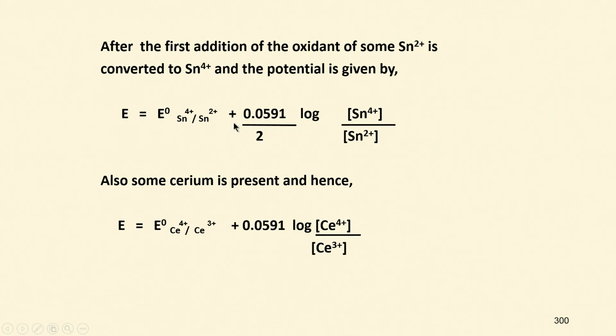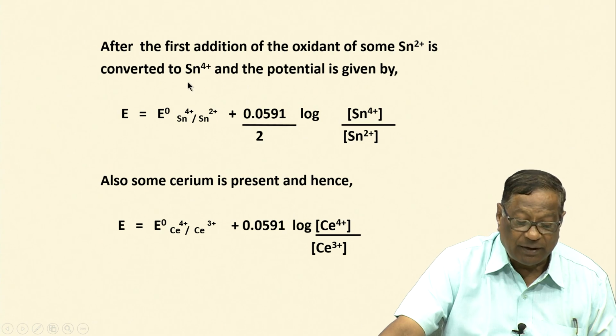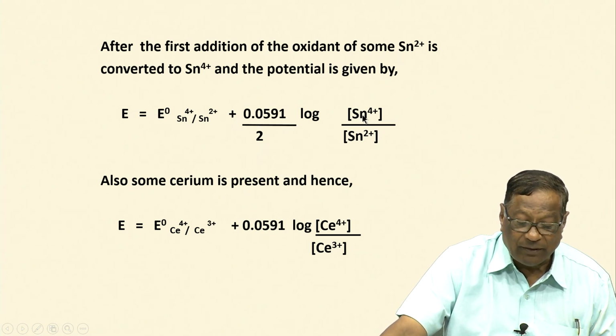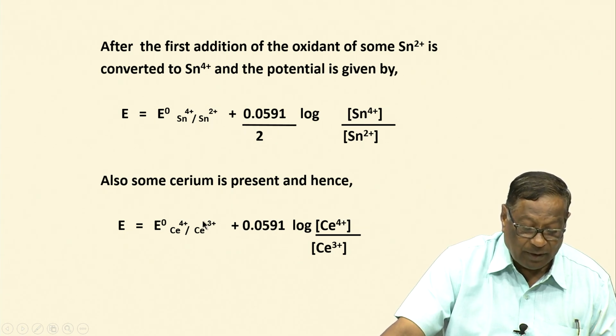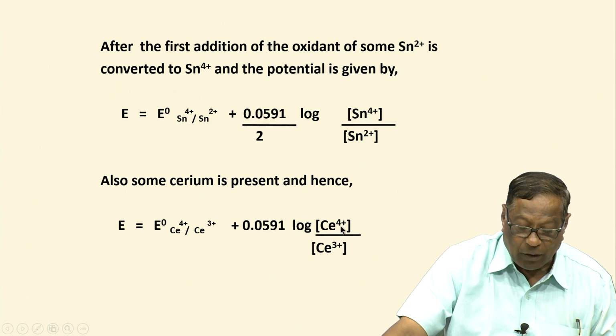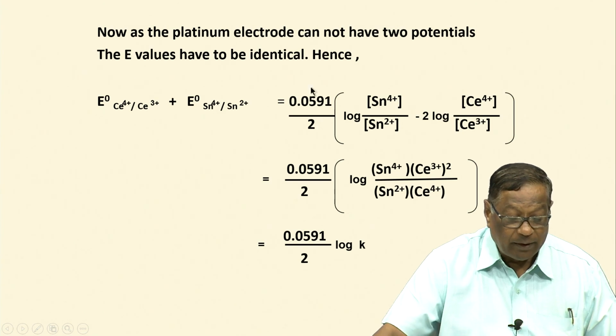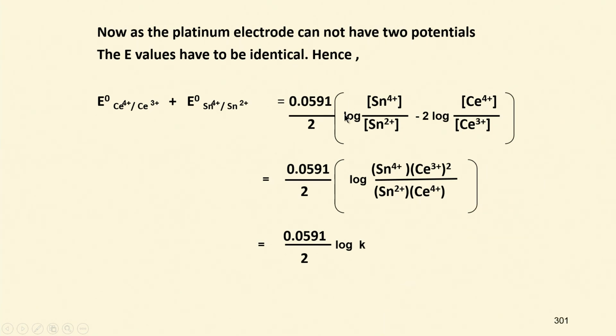Now, what we want to do is calculate the concentration. After the first addition of the oxidant, some of the stannous is converted to stannic, and the potential is given by Sn4+ by Sn2+, and once some cerium is present, it is log of ceric by cerous. Now, I am talking about the stannous-stannic reaction.